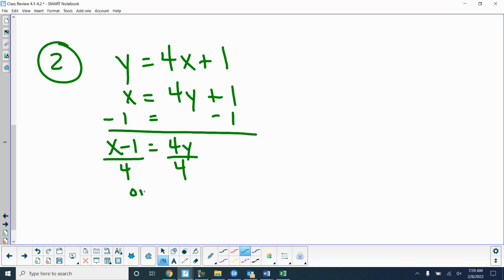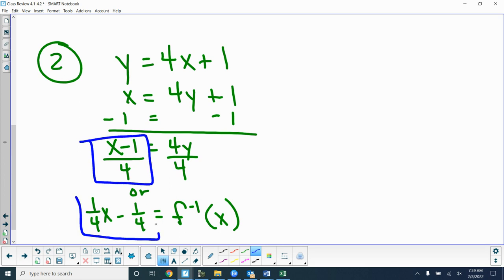Again, if you want, you can simplify it to 1/4 x minus 1/4. And that's the symbol for f inverse if you want to write it. Either one is okay. No restrictions we have to worry about because there's no variables in the denominator. Okay? So 1 and 2 should be really easy for you, right? 3 and 4 take a little more work, but they're not that hard either.